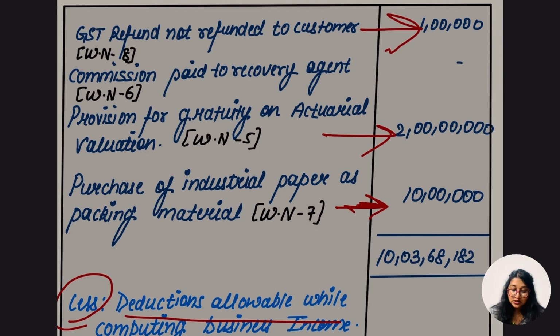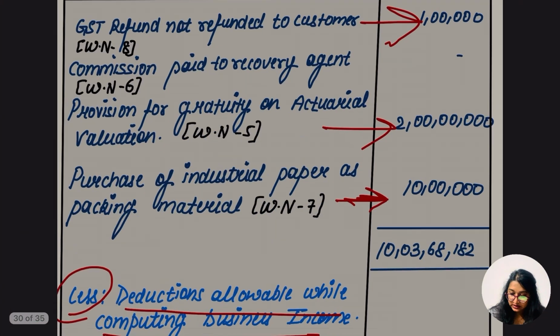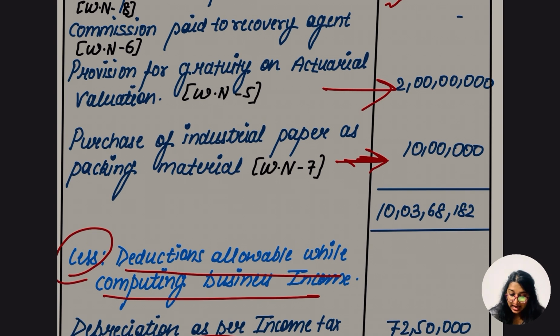Yes, and the purchase of industrial power as a packing material, the excessive amount is going to be disallowed, and that is going to be added back. Okay, so 30,000 less 28,000 into 50, meaning 500. So that's 10 lakh. So yes, that is 30,36,81,82, which we have to add to the net profit. And what is going to be the total amount? 10,03,68,182. Okay, hope up to this is simple and clear to you.